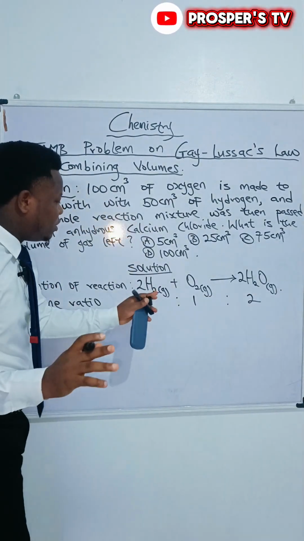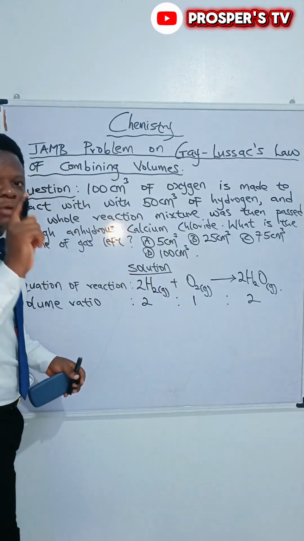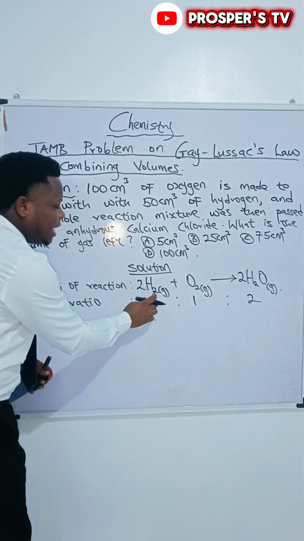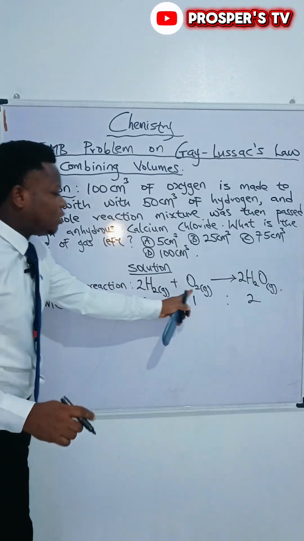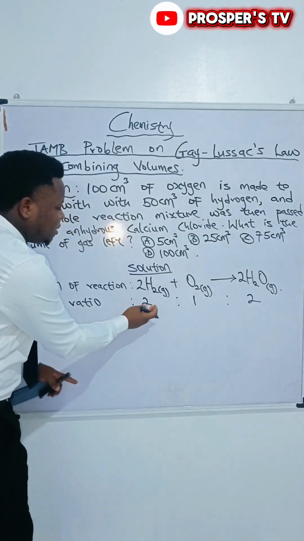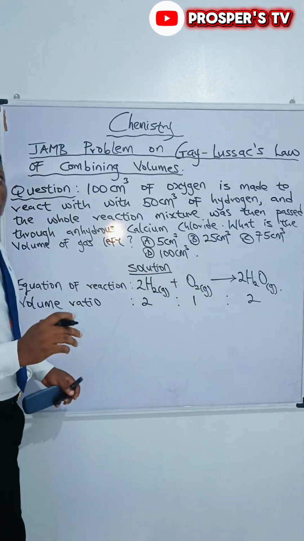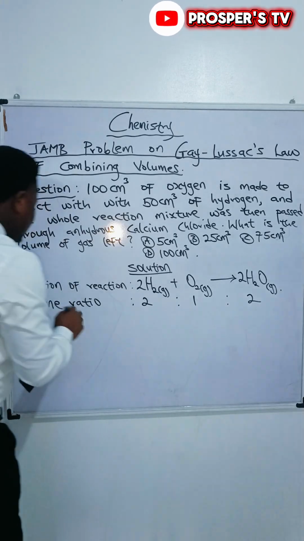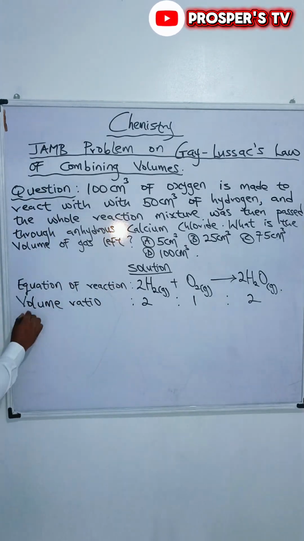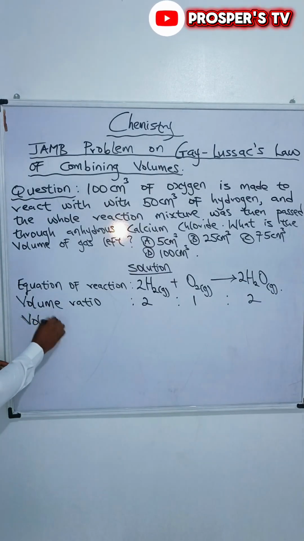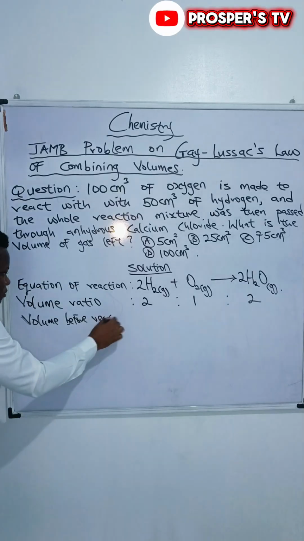Now, what does this volume ratio tell you? It tells you that whenever you have hydrogen and oxygen combining, the volume of hydrogen that would combine will always be twice the volume of oxygen. This is 2 and then this is 1. So hydrogen is always twice the volume of oxygen. Now, the next thing you're going to write here is volume before reaction.